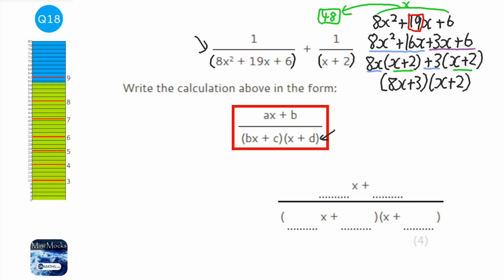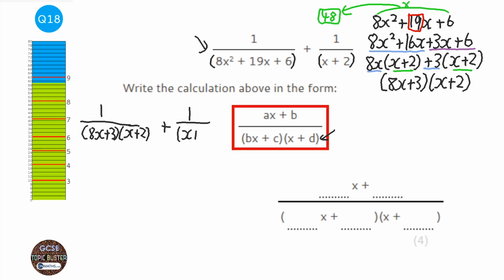Cool. So I can rewrite that. Now I'm going to rewrite the question. So now it becomes 1 over 8x plus 3, x plus 2, plus 1 over x plus 2. Now you notice that actually that bracket is the same. So all I need to do is times top and bottom here by 8x plus 3. I'm squishing in a little bit. And it will have a common denominator.